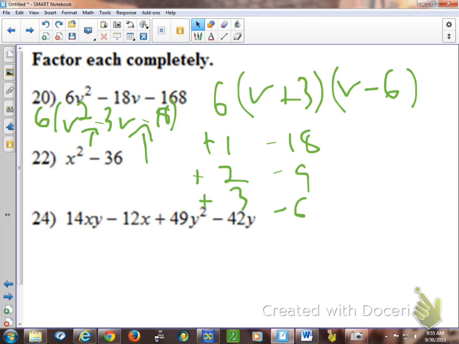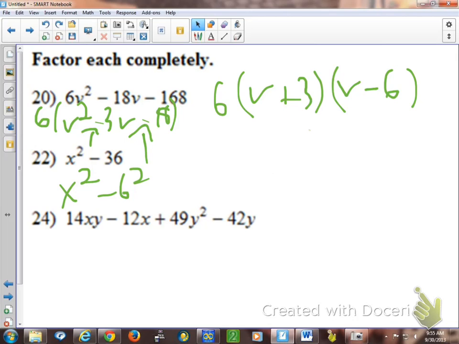Okay, all right, number 22. You could graph number 22 as well, and it would cross for you. But that is a difference of 2 squares, which is hopefully something you'll notice. That is x squared minus 6 squared.